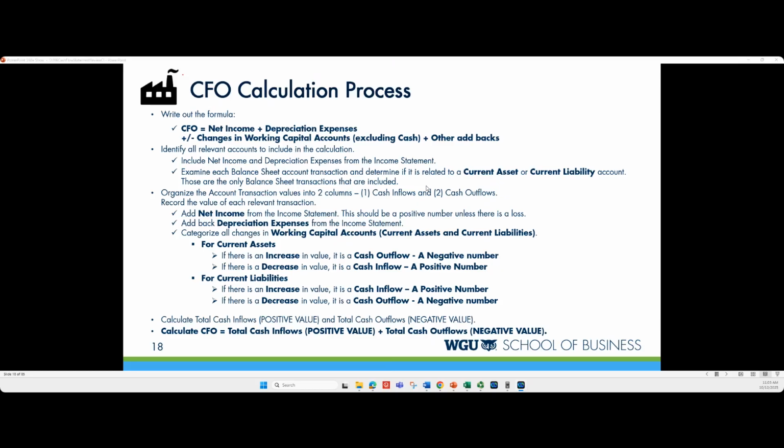Then as we're going through, we're going to organize all of the relevant transactions into two columns, cash inflows and cash outflows, and record the values of each transaction. So our net income, that's coming in from the income statement. It's going to be a positive value unless there's a loss. We're going to add back depreciation from the income statement. Then we categorize all the changes in our working capital accounts, our current assets and liabilities.